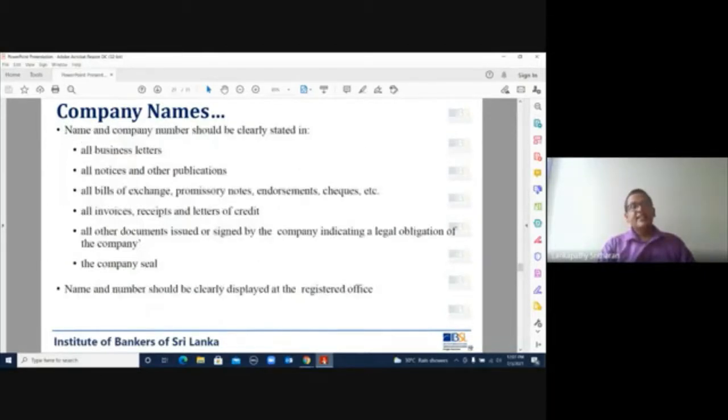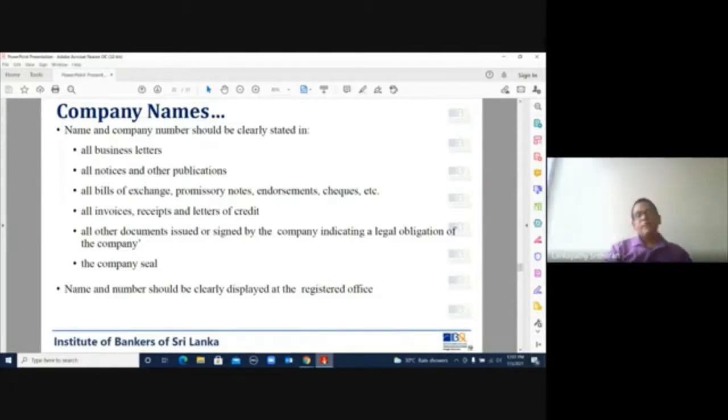And the company names and the company numbers should be clearly stated in all business letters, all notices and other publications, all bills of exchange, promissory notes, endorsements and checks, etc., all invoices received and letters of credit, all other documents issued or signed by the company, and the company seal. So in these places they have to mention the company name.